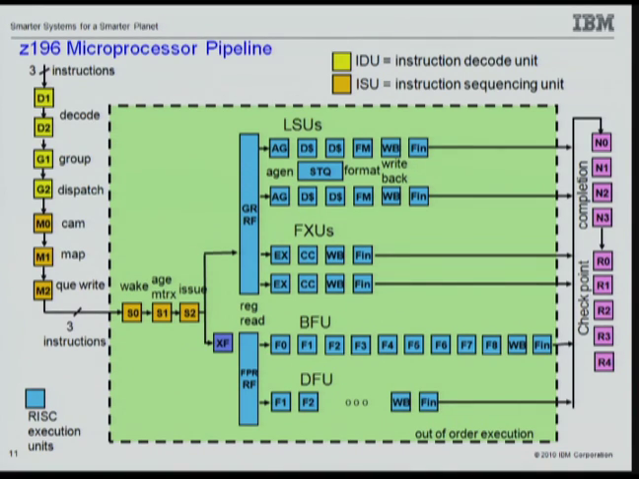And then you see the various execution units there. The load store units, the load pipe is a four-cycle pipe. We do address generation, two-cycle dcache access, and then we format the data before writing it back to the register file. FXU is one execution cycle, we generate the condition code, write the data back. BFU is an 8 or 9 stage pipeline, depending on whether it's hex or binary format. And then the DFU, the decimal floating point unit, is a variable length pipeline. And then after all the instructions in a group are finished, we go through the completion pipeline and the checkpointing pipeline on the right side of the diagram.